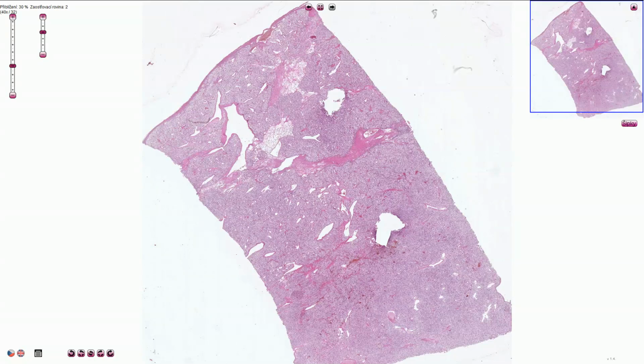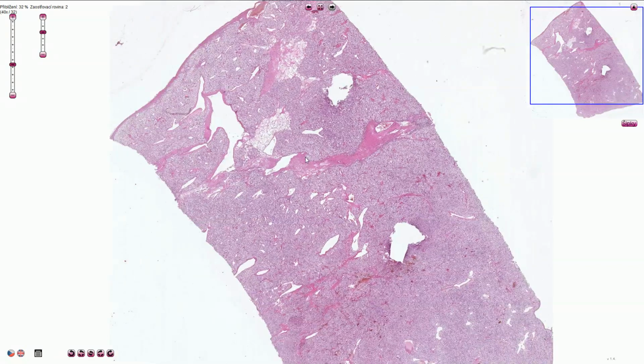Clear cell renal cell carcinoma is the most common malignant tumor of the kidney in adults. It is also sometimes called conventional or classic type of renal cell carcinoma or Grawitz's tumor, but those are historical names and they shouldn't be used anymore, so clear cell renal cell carcinoma is the preferred name. Most cases of renal cell carcinoma are associated with VHL gene mutations. VHL is an abbreviation which stands for von Hippel-Lindau disease.